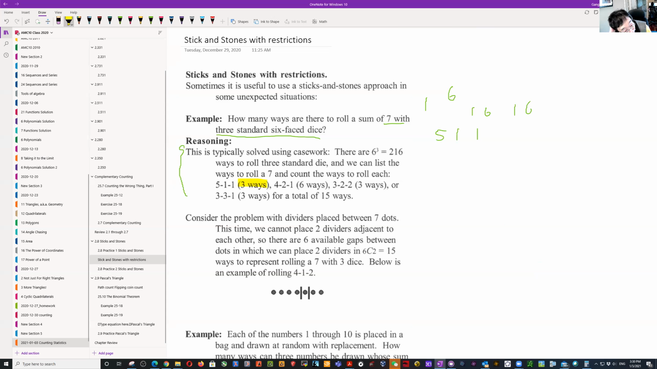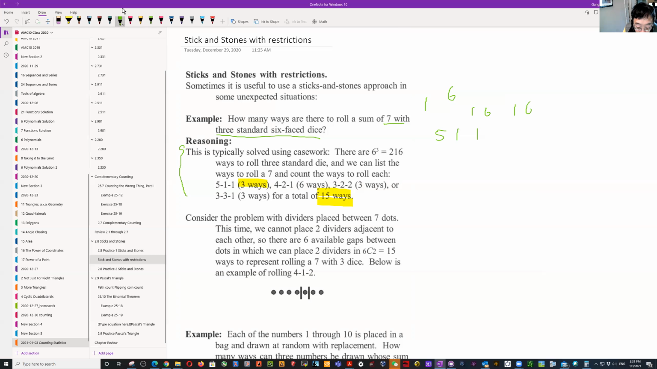Then you can also have 4, 2, 1. And 4, 2, 1, basically you have 6 ways. And then 3, 2, 2, you have 3 ways, and 3, 3, 1, you also have 3 ways. So you actually have 15 ways. So basically, enumerating is way less convenient than trying to divide the place into 7 dots.